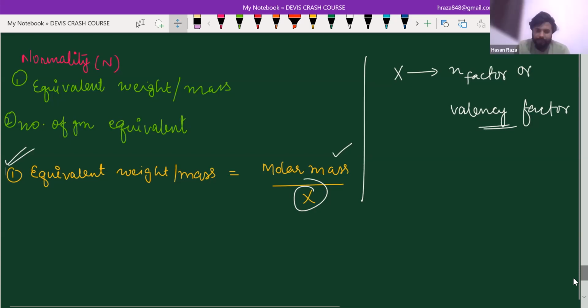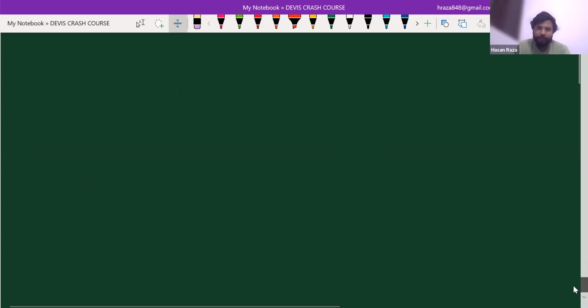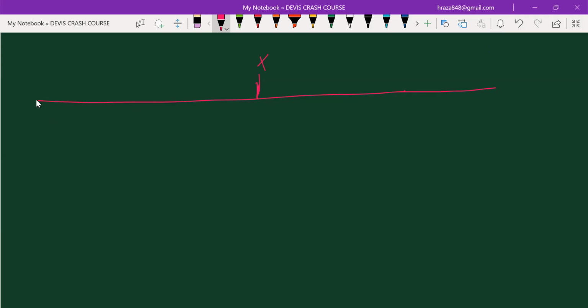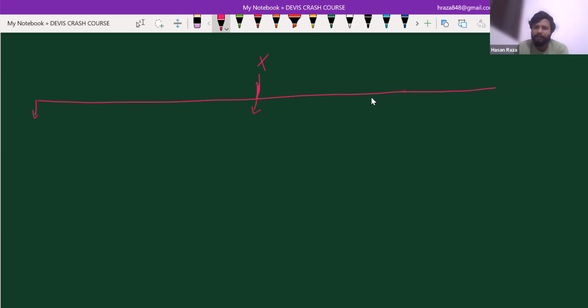So let's see what this x is. See how we are going to calculate x for different compounds. Can you recognize whether the compound is acidic, basic, or a salt? Can you recognize whether it is an acid, base, or salt? Some of them you can easily recognize.